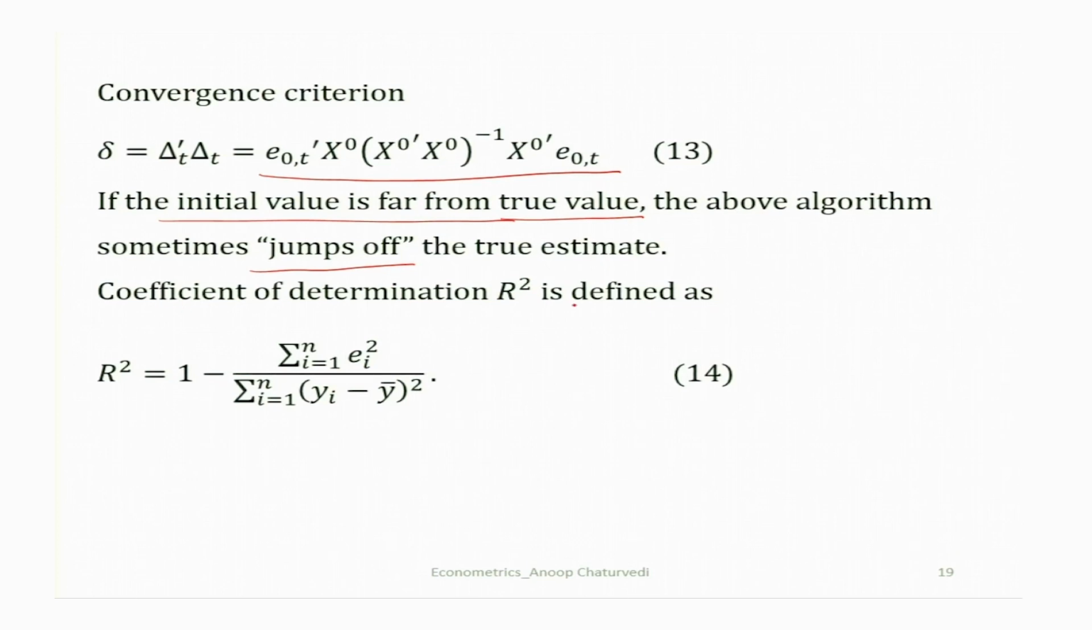Then the coefficient of determination r square is defined as r square is equal to 1 minus summation i equal to 1 to n e i square upon summation y i minus y bar square. So, this is how you can define the r square for a nonlinear model.